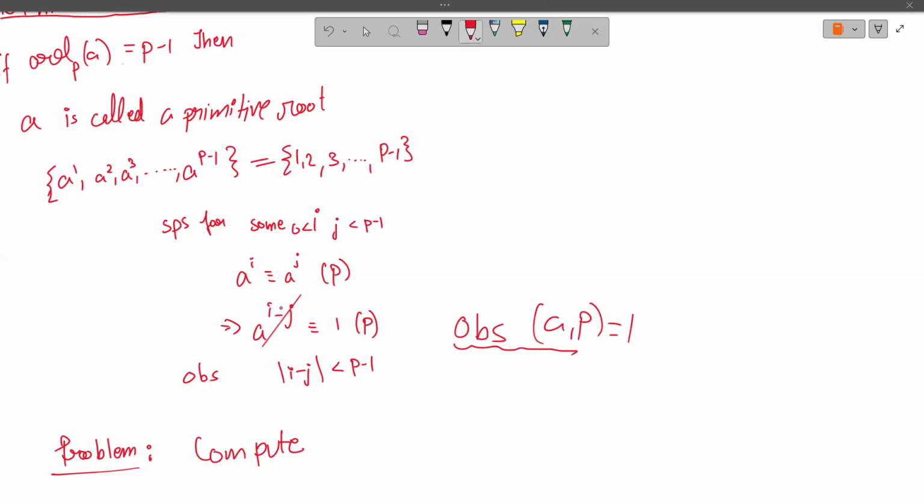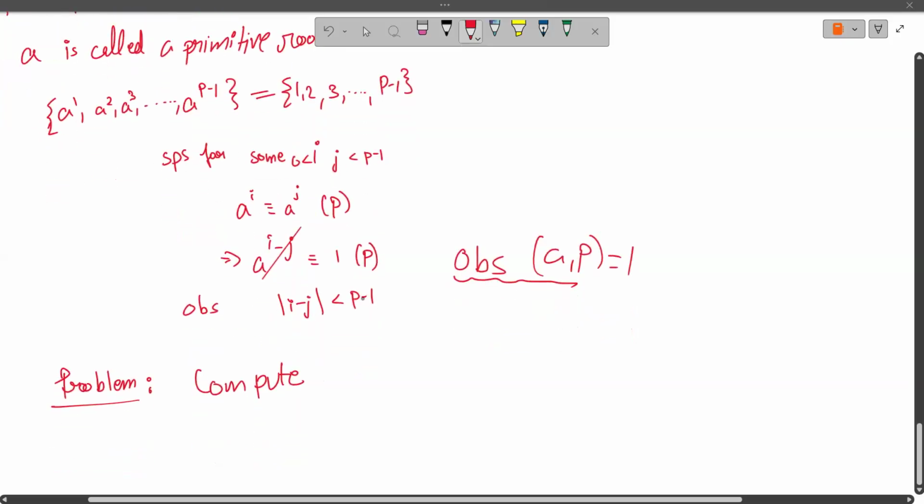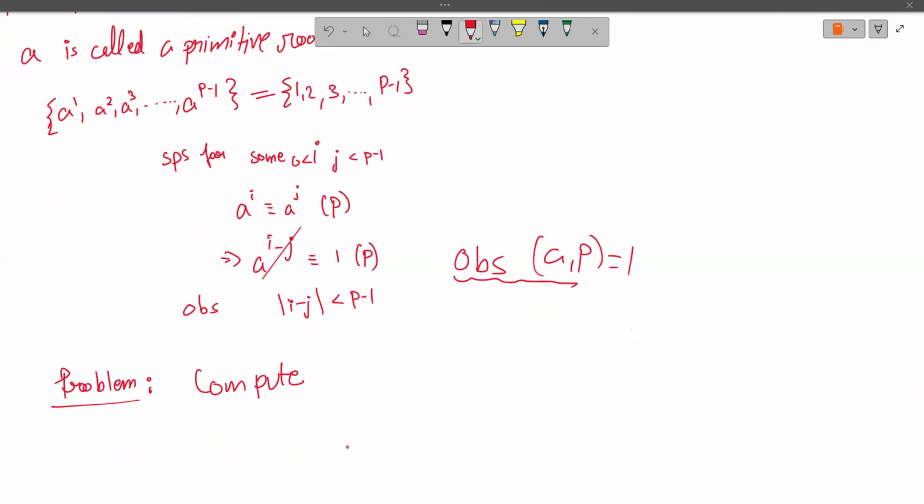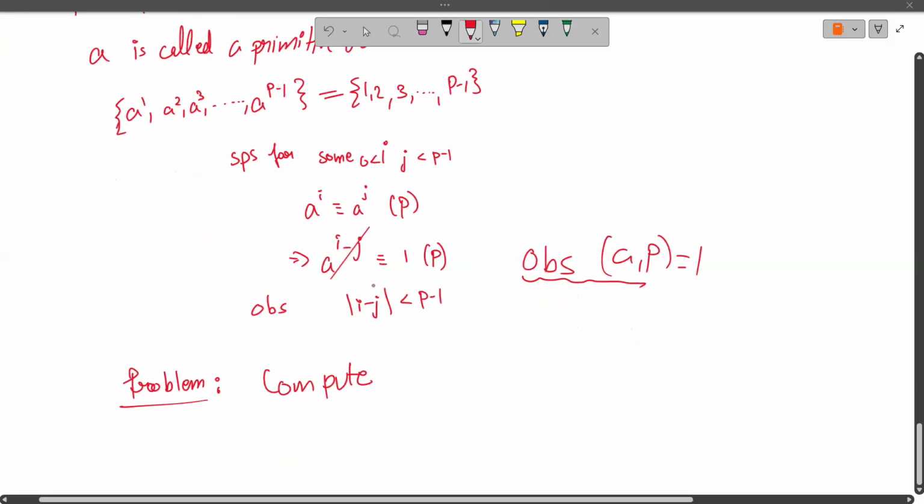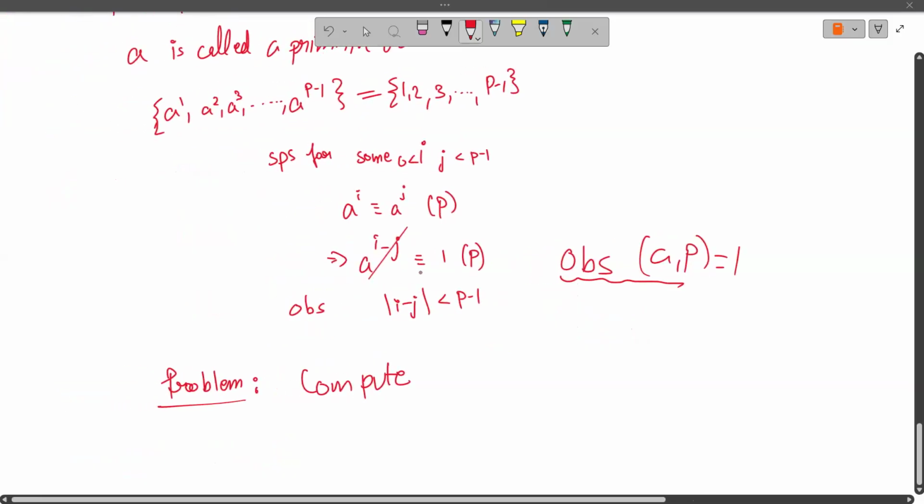So this gives you that a raised to the power i minus j is congruent to 1 mod p. But this gives you a number less than p minus 1, which works as the order. So we get a contradiction, and hence this creates the entire residue set. But a to the power j might be congruent to something other than 1 mod p, right? No, right? See, okay, I'll write it.